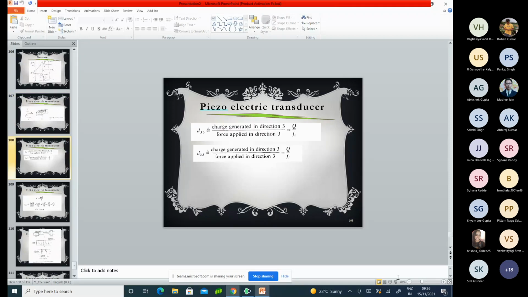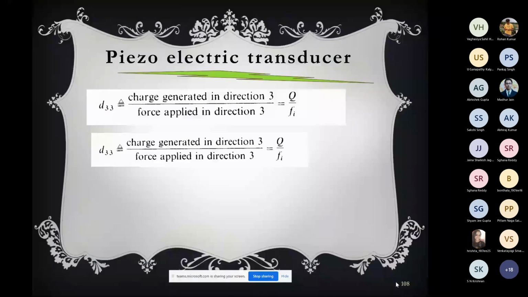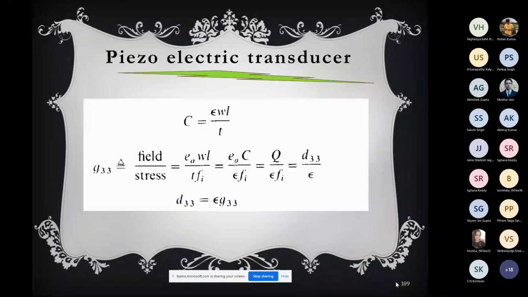Now, when you apply some force, it generates two main constants, the g constant and the d constant.